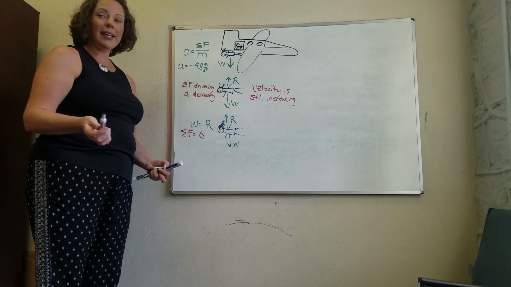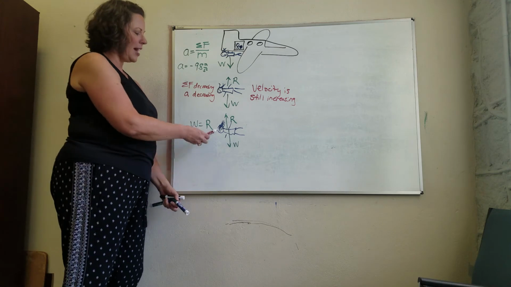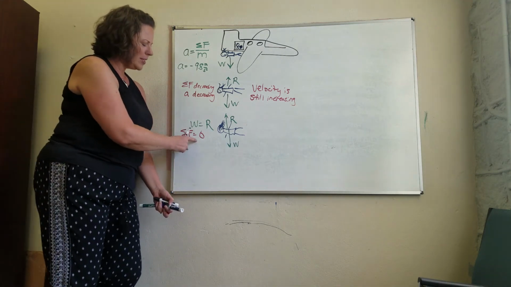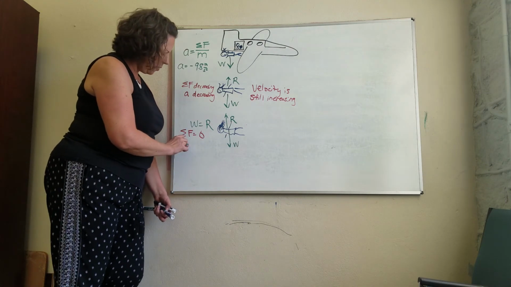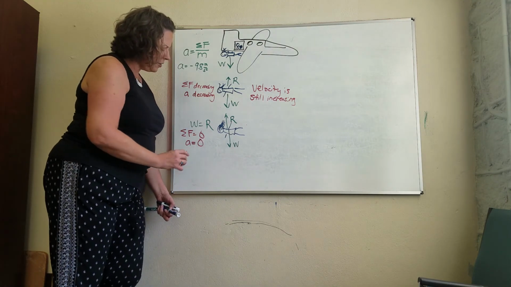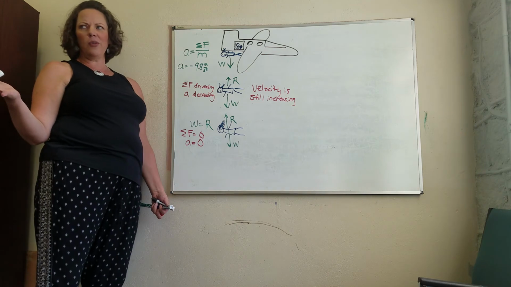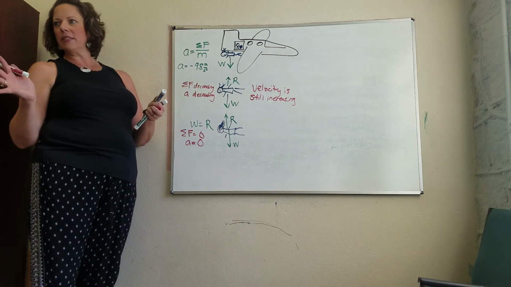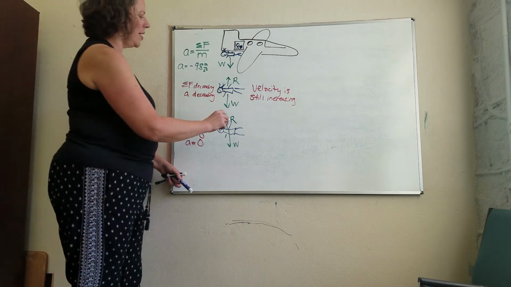This is a case of dynamic equilibrium. This person is having the time of their life. They paid big bucks for this. It's exciting. But their net force is 0. It's the most exciting part of the fall. Their acceleration is 0, but they are falling their fastest. That's the fastest speed they reach.